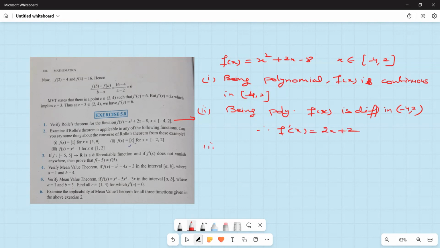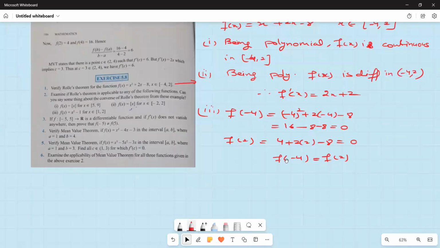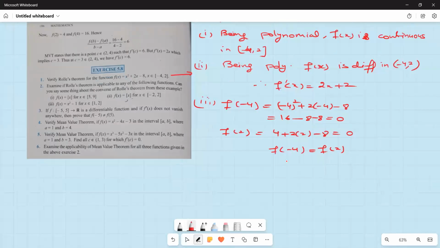Third case, f of -4 is equal to (-4) square plus 2 into -4 minus 8. So this is 16 minus 8 minus 8. So this is 0. Okay. And then f of 2 is 4 plus 2 into 2 minus 8. So 4 plus 4, 8 minus 8, 0. So can we say f of -4 is equal to f of 2? So all the three conditions are clearly valid over here for this function.